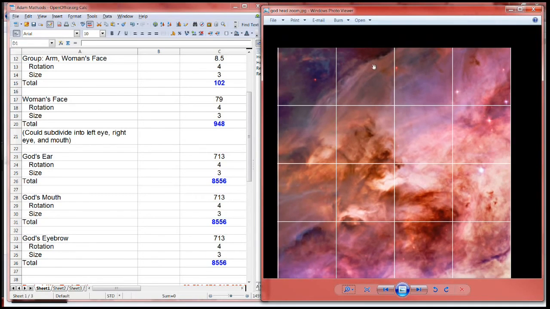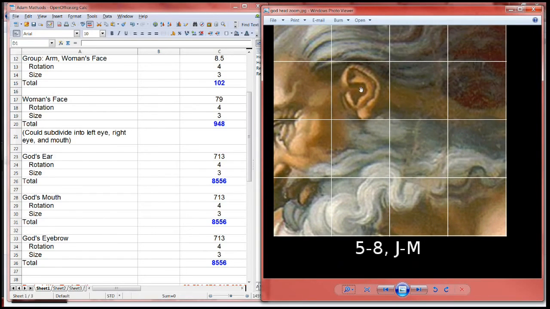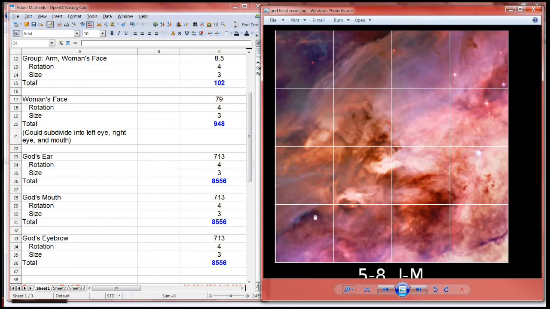So now we're subdividing into something even smaller. Here's where the ear is located, and the ear is located in the same grid as this one. Notice where the mouth is located, and it's also at the top of that grid, just as you see right here. So you have the ear, you have the mouth.